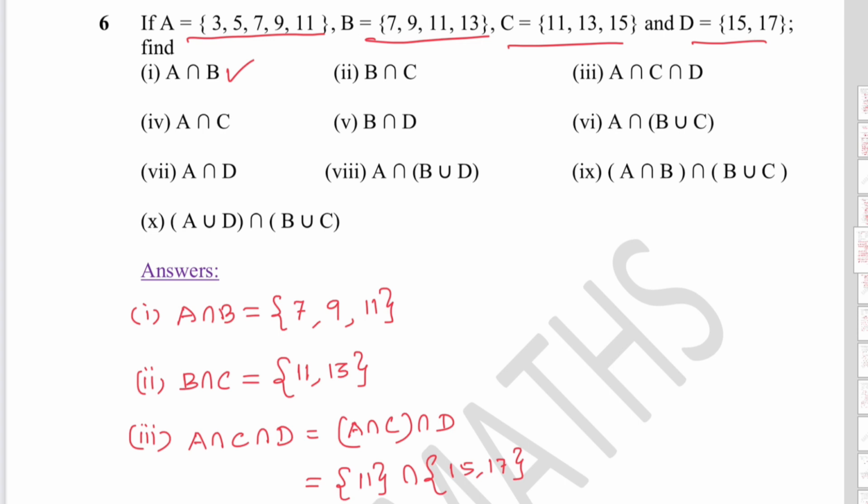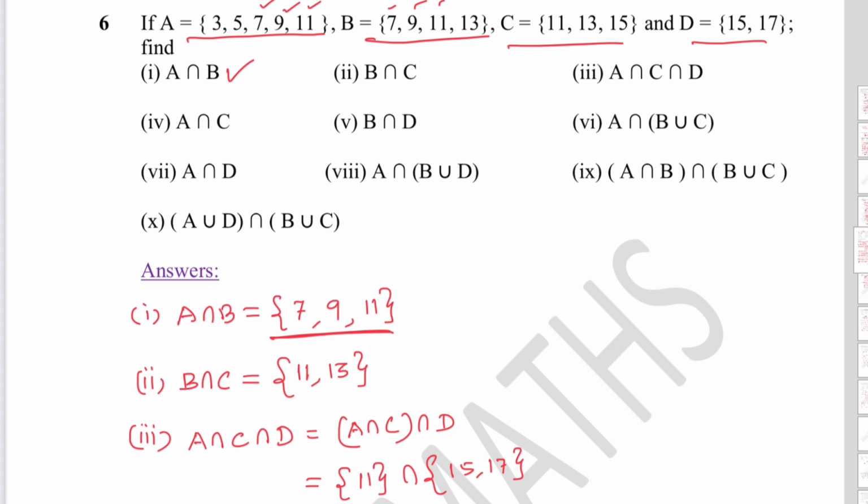A intersection B means common elements. We consider the sets A and B. Now the common elements are 7, 9 and 11. Here also 7, 9, 11 is there. So the A intersection B is 7, 9 and 11.